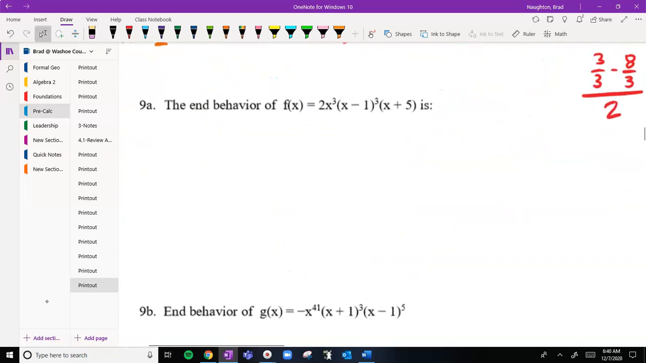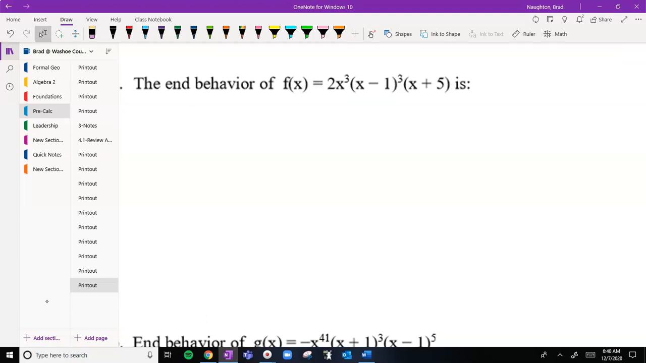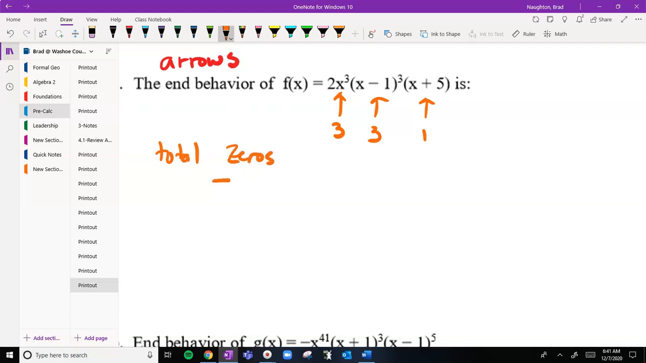So end behavior, ladies and gentlemen, boys and girls, is basically where your arrows are when it leaves the graph. In this case, it's all about knowing how many zeros you have. I'm going to have 3 zeros here, another 3 zeros there, and then 1 zero. So my total zeros is going to be 7. That's going to tell me an awful lot.